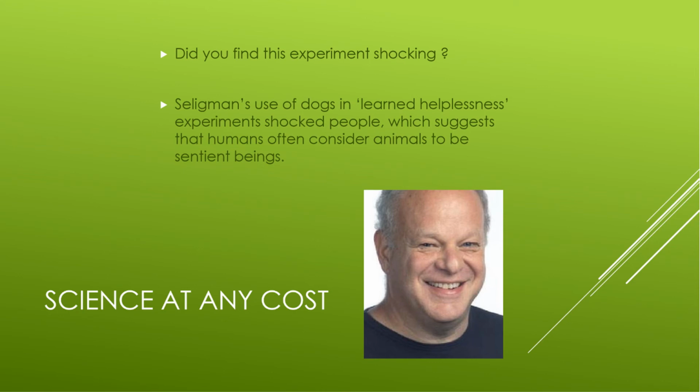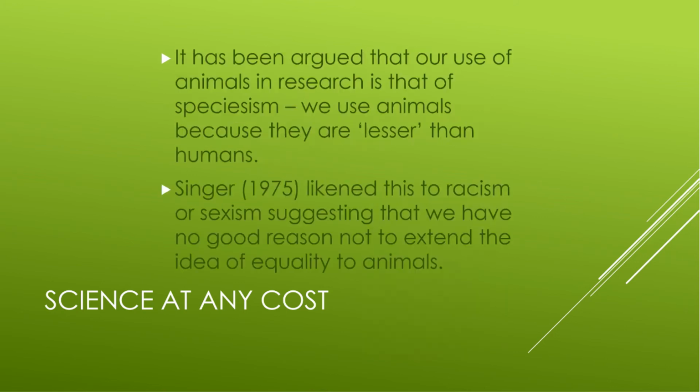Now, it's been argued that our use of animals in research is that of speciesism. We use animals because they are lesser than humans. Singer in 1975 likened this to racism or sexism, suggesting that we have no good reason not to extend the idea of equality to animals, like we have done with different ethnicities and genders within our society. We need to be treating them fairer, so that they can have the same rights awarded to them and they're not exposed to the same potential psychological, physical harm that psychological research can impose on an individual.